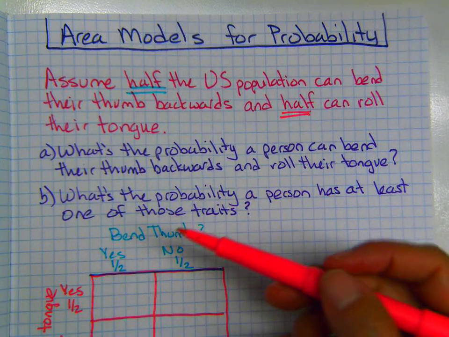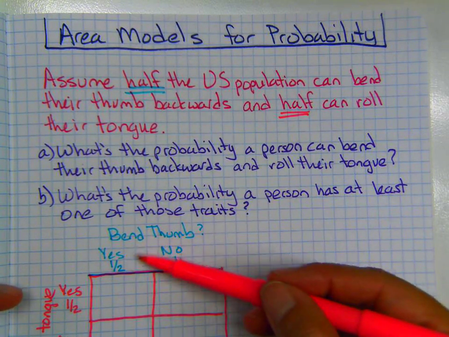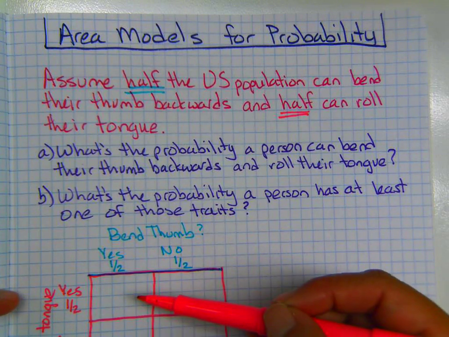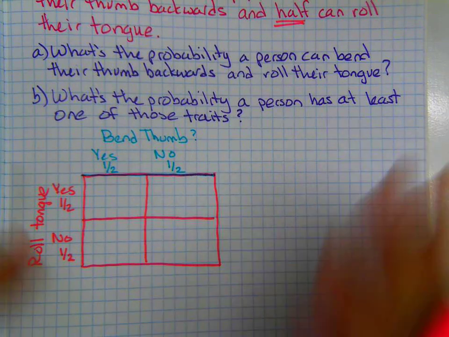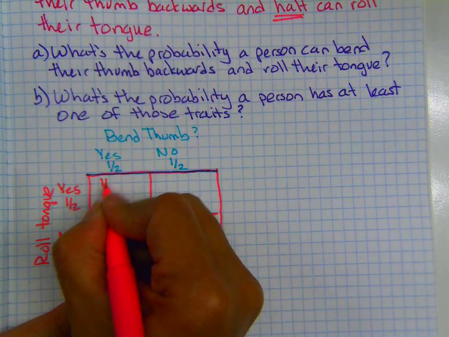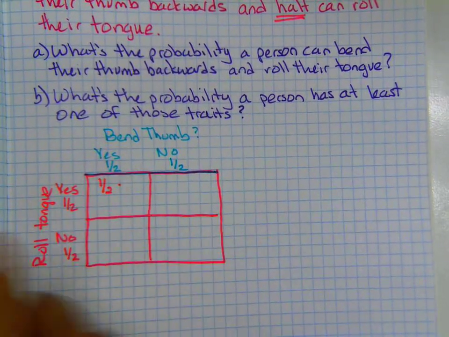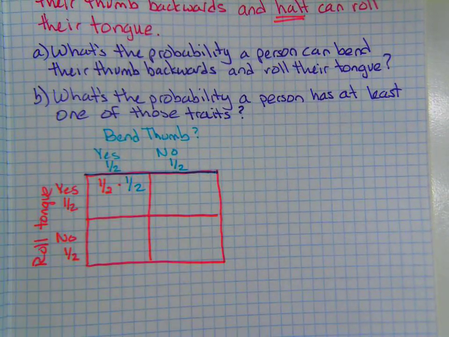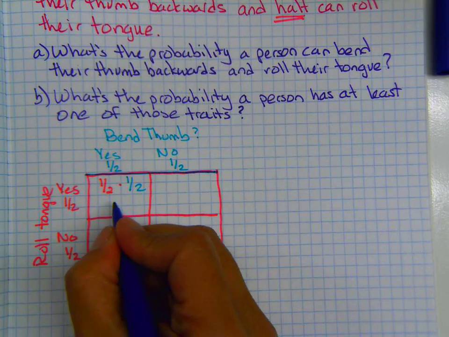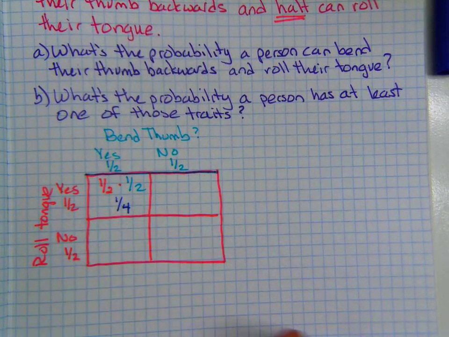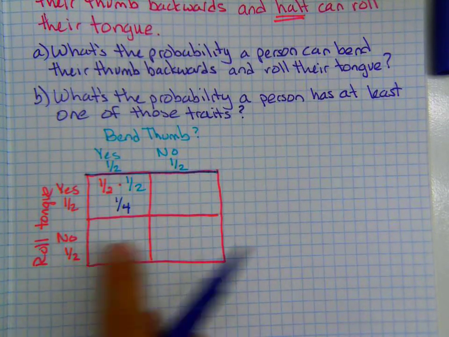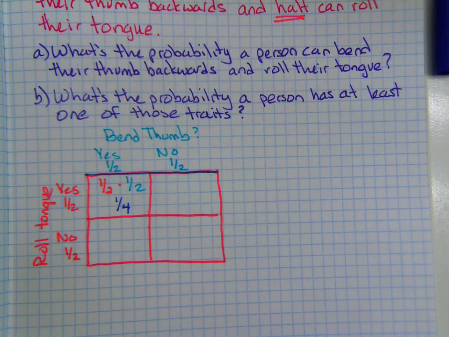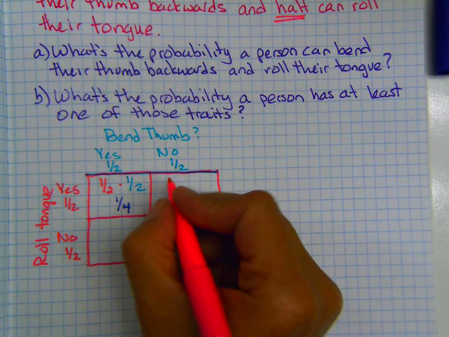So for example, a person who can both bend their thumb and roll their tongue is this box right here, which is represented by 1/2 times, so yes, I can roll my tongue, and yes, I can bend my thumb, which is going to be, you just multiply the two together, and we get 1/4. Go ahead and take a second. You can push pause and fill out the rest of this area model. All right, let's see what you got.